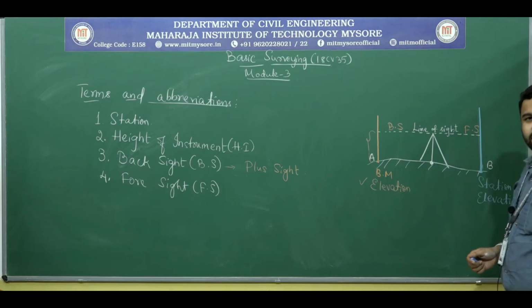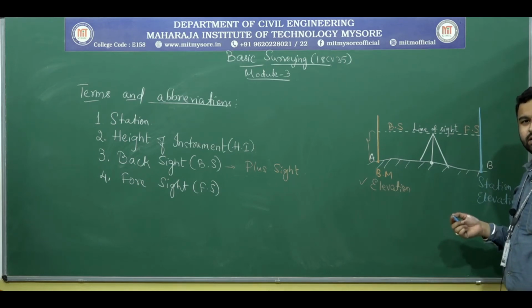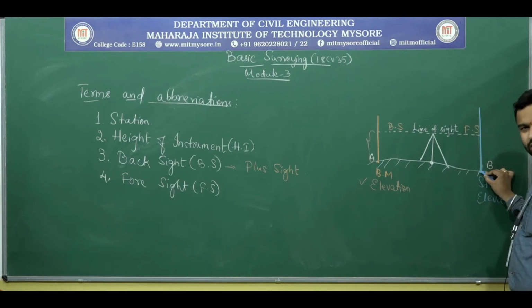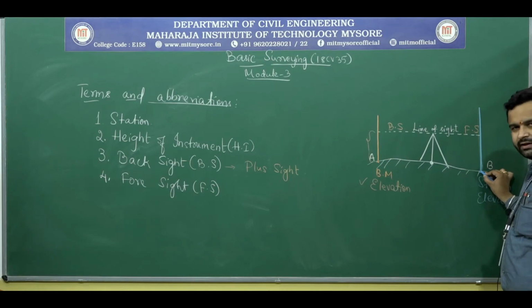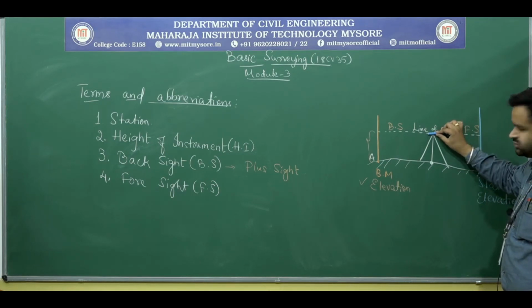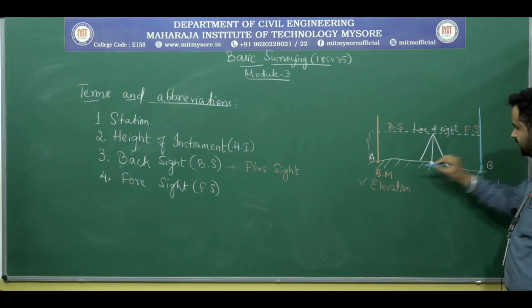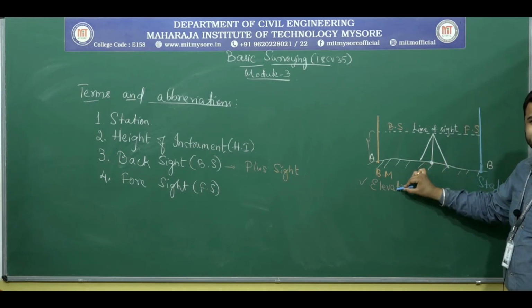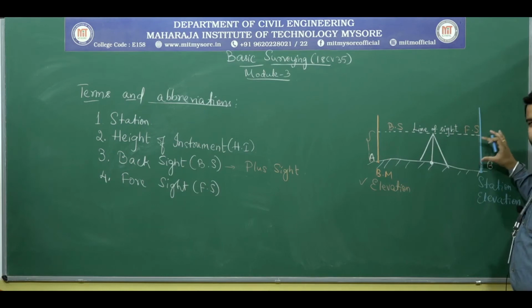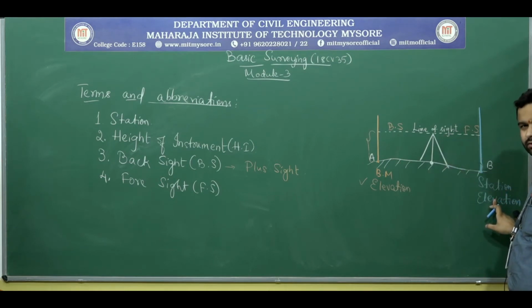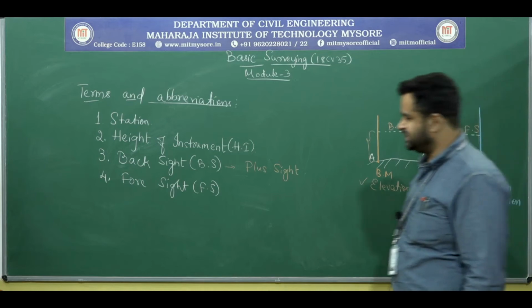Similarly, if you want to calculate the elevation or the RL of a point whose elevation is unknown, again you have to keep the rod at that particular point, and then if you know the height of the instrument, you have to deduct the reading from it. So whatever reading or sight you take at this point will be subtracted from the height of instrument to know this elevation. Okay, that's why it is also called as minus sight.